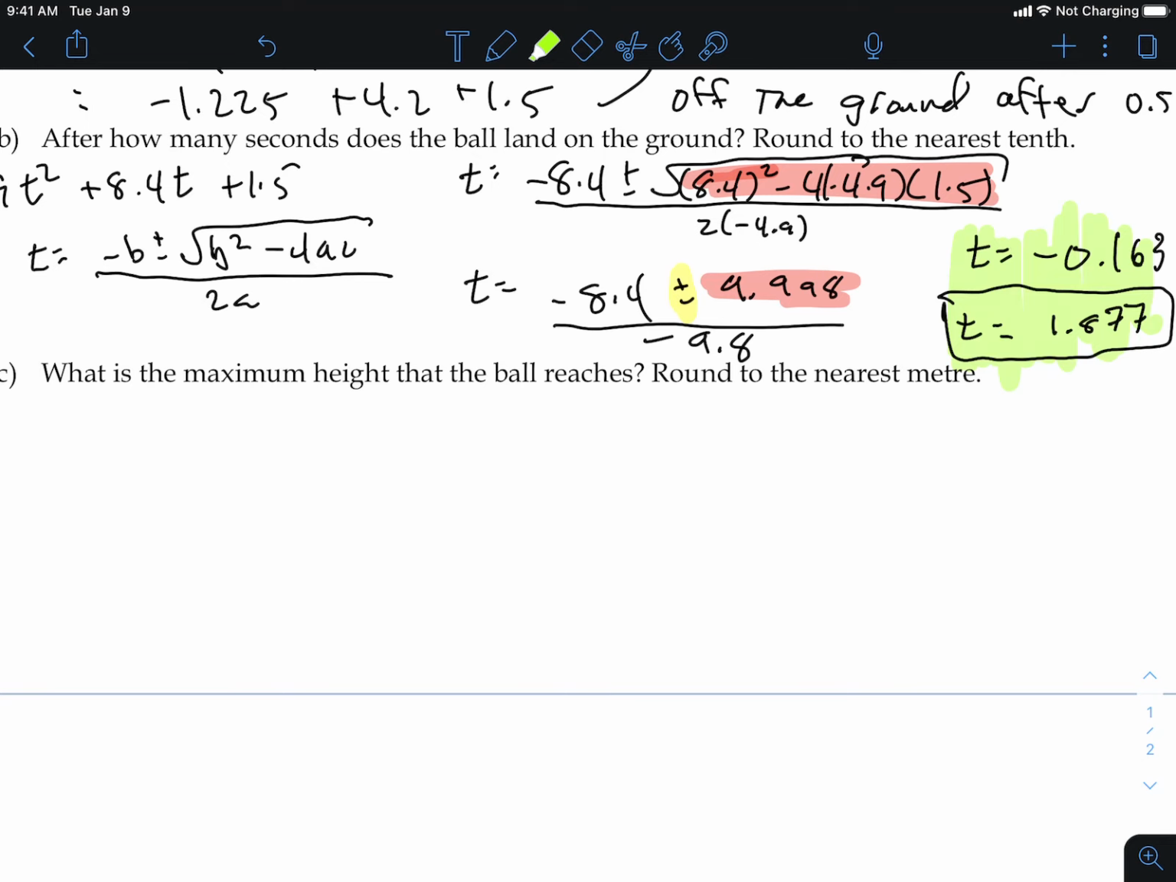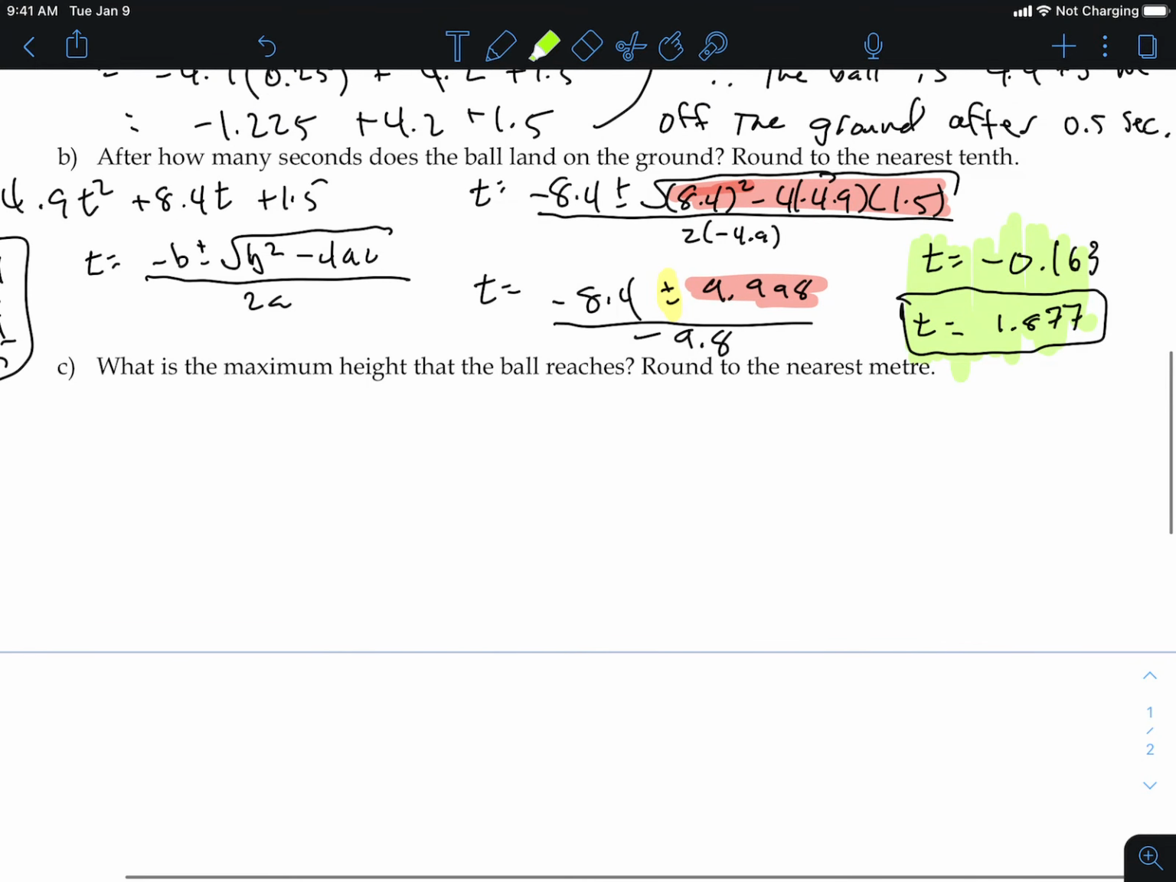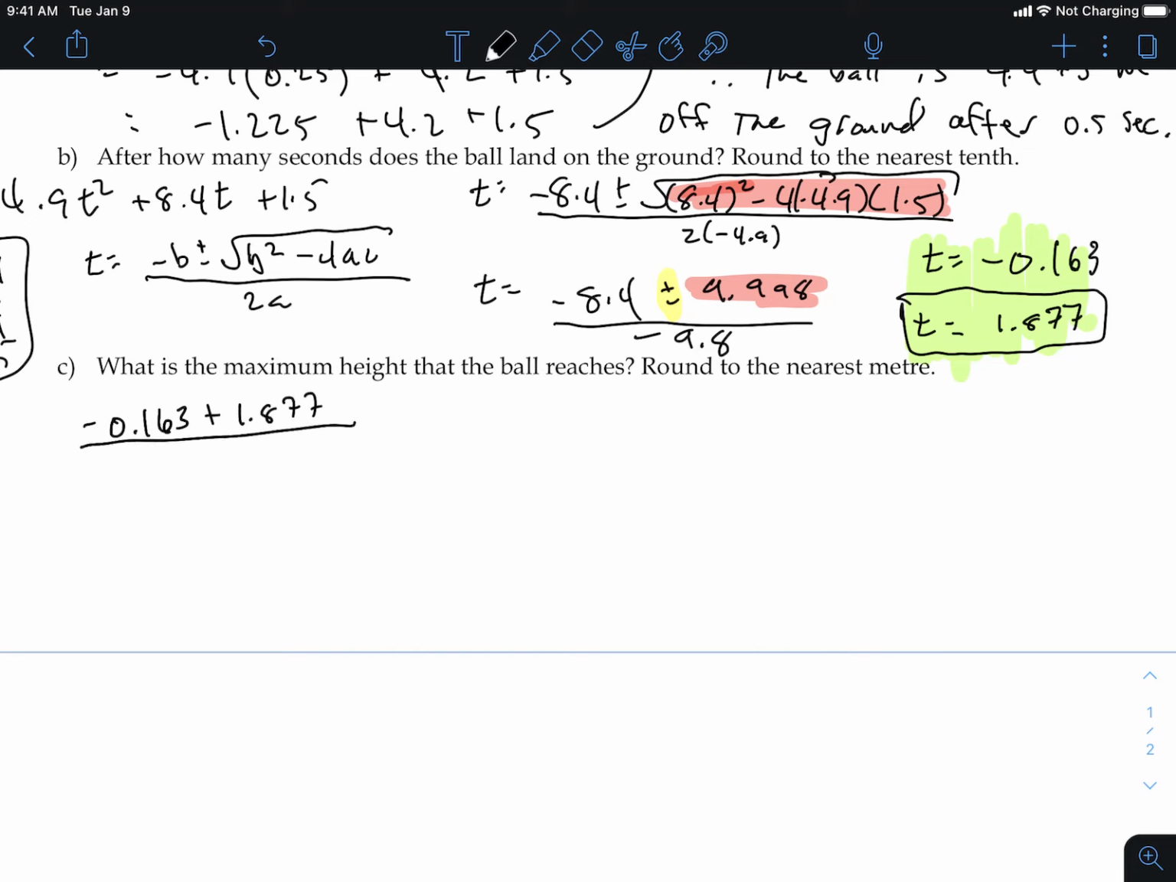Okay, so all we've got to do is find the middle of those t values. So we're going to go negative 0.163 plus 1.877, divide them by 2. We'll say this is the axis of symmetry.